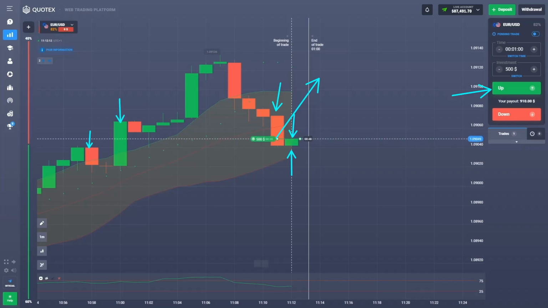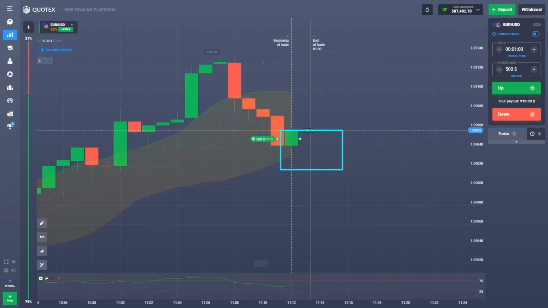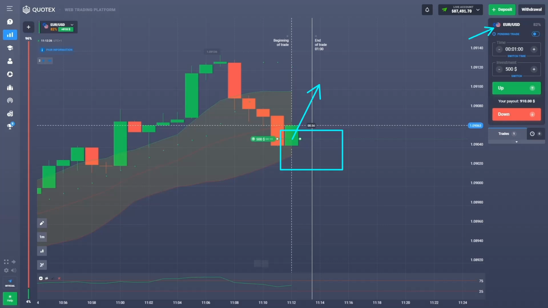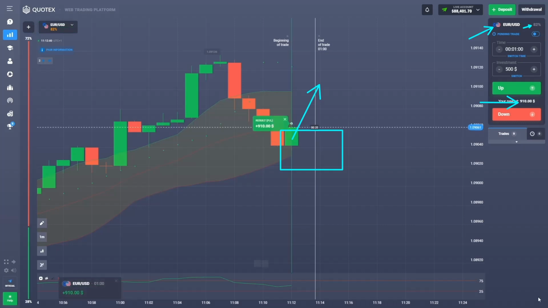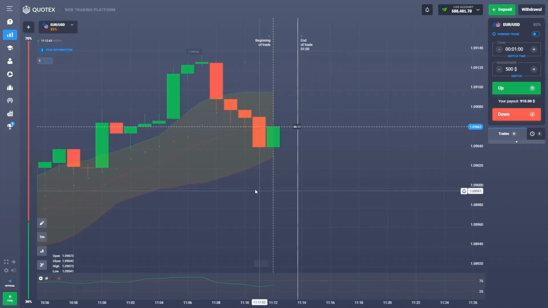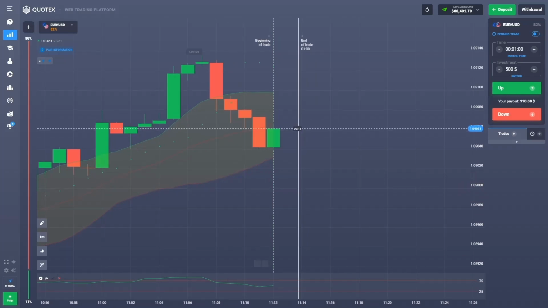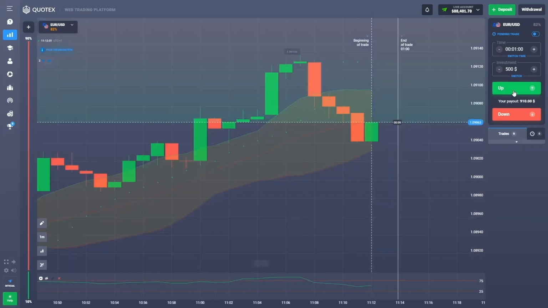If my prediction is right and the market really creates a green candle, meaning the market went up, I will make $910. So the profit will be $410, right? So that's 82%. Yep, as predicted. And guys, I still have more positions to open.